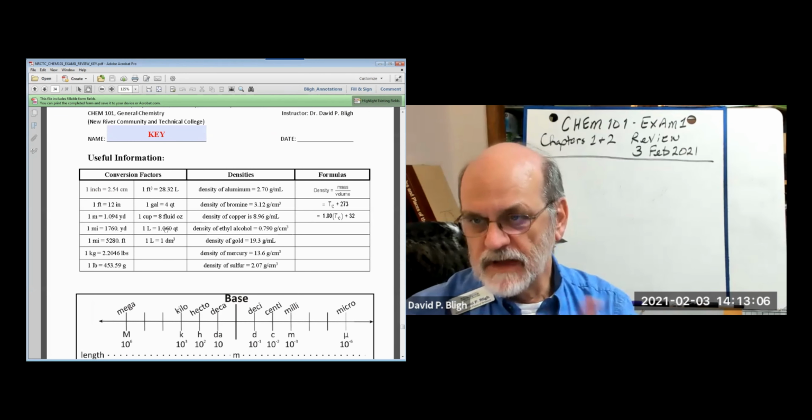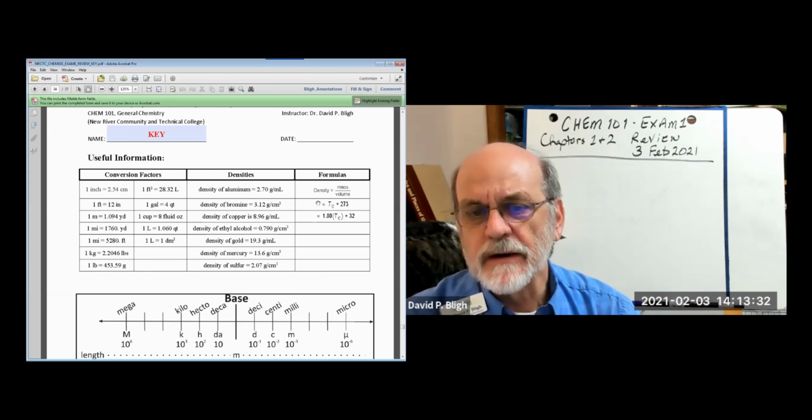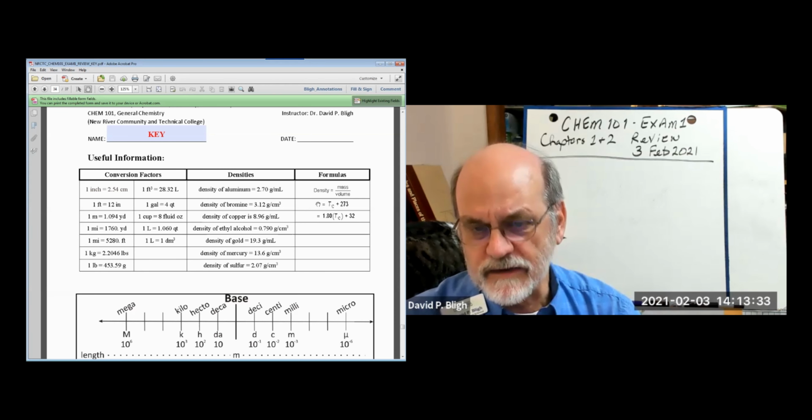This one, it's missing some things. This should be temperature degrees Fahrenheit right there. And this should be temperature K, because it's Celsius plus 273. And this one should be temperature Fahrenheit equals 1.8 times temperature C plus 32. I'll take a look at the exam and be sure it's not doing this. It's not wonky like that.